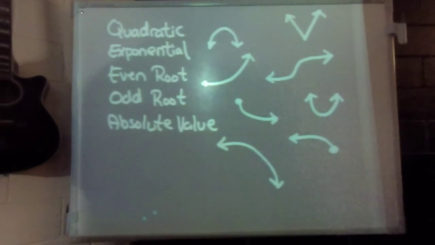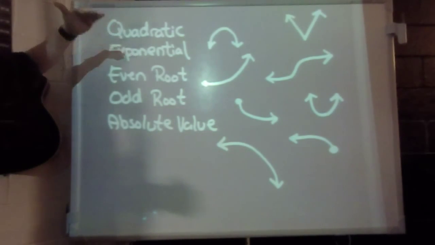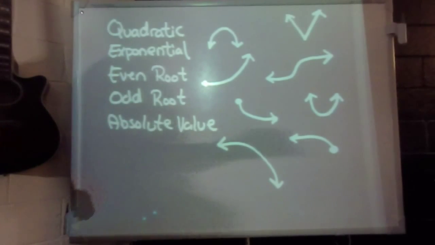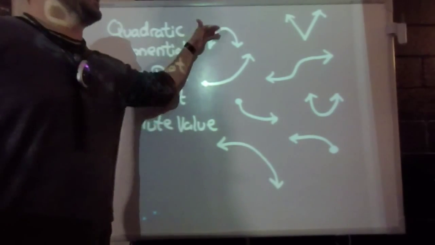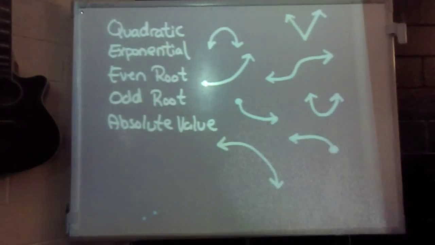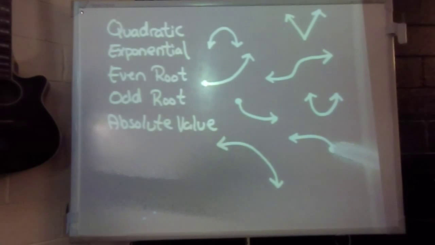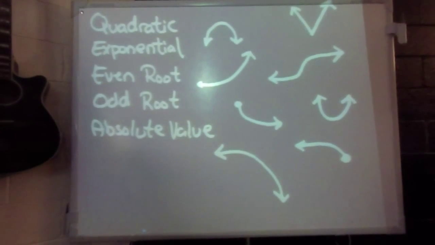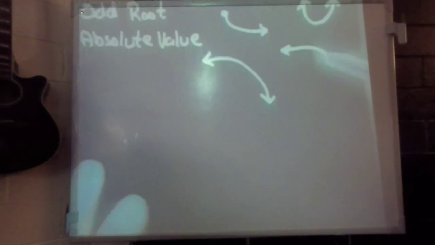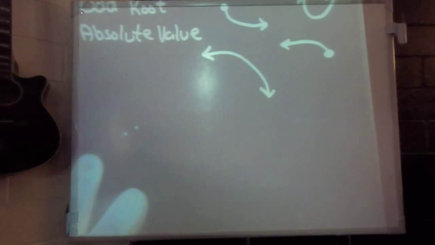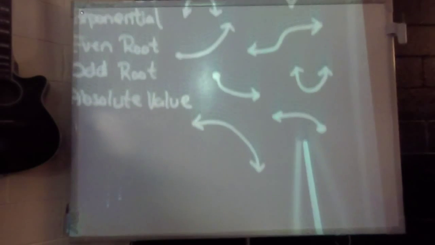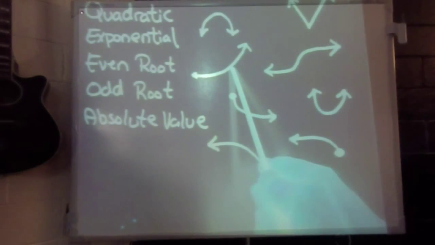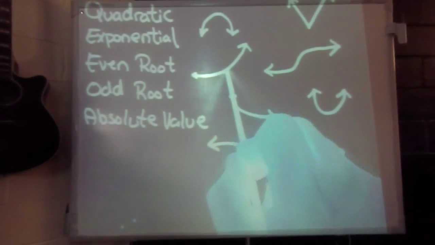To kind of prep you, I've got quadratic, exponential, even root, odd root, absolute value. Now you don't have these different pictures. These are shapes of graphs. So if I pointed at one, say this one right here, that would be an even root. Let's say we've got this one right here, the one we did today, which was what? Exponential.